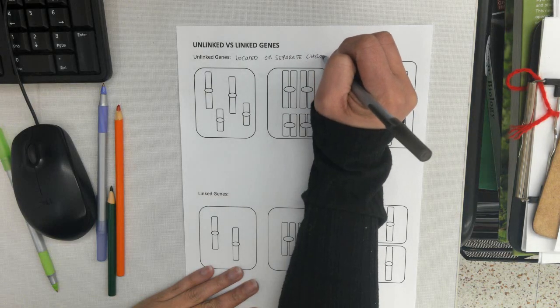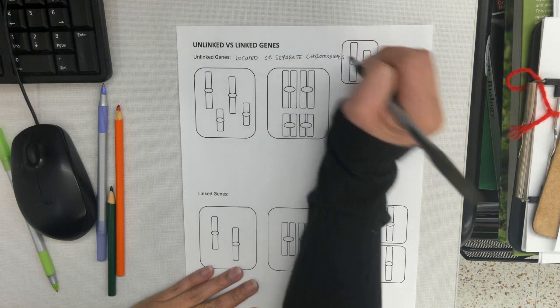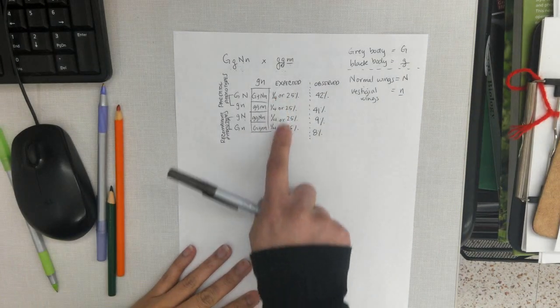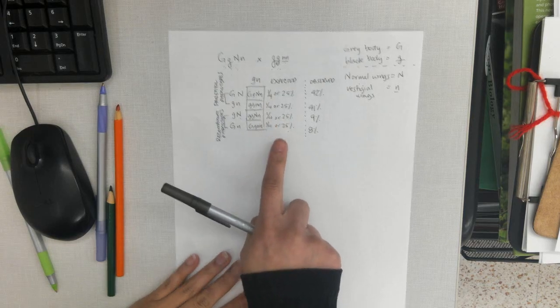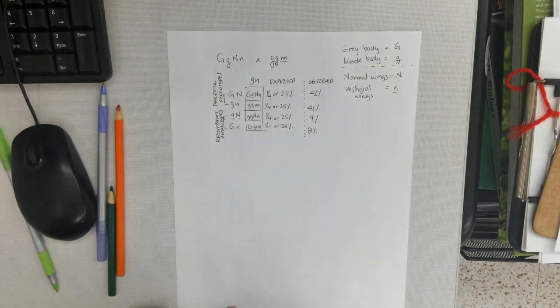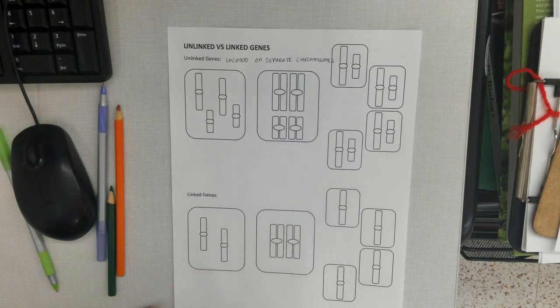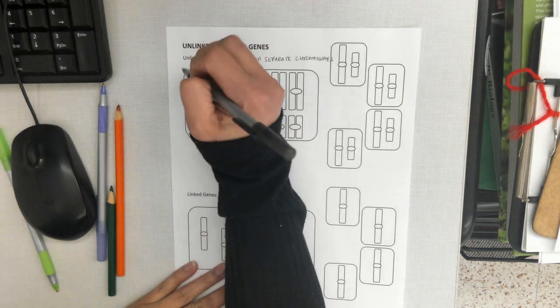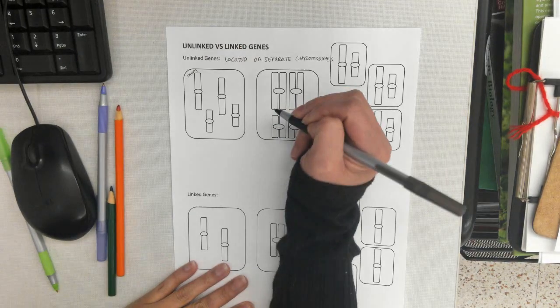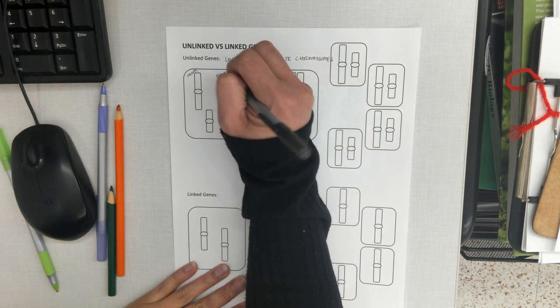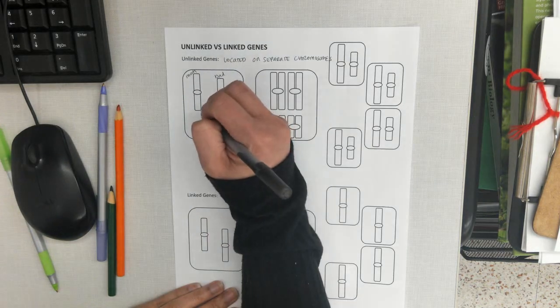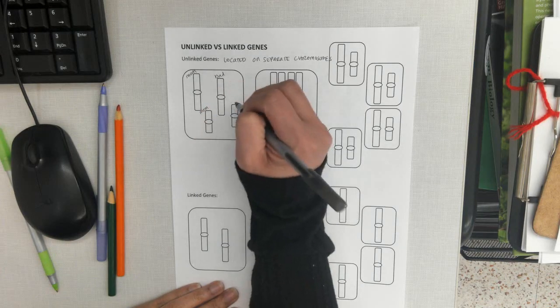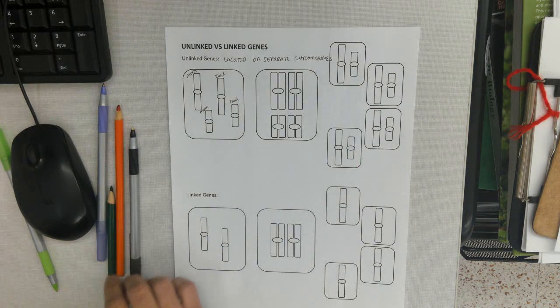Because they're unlinked, we can kind of prove here that if they're on different chromosomes, they can all have an equal opportunity of showing up in the offspring. So let's take a look. Let's pretend this is a cell in an organism. Remember, half of our chromosomes come from mom, half come from dad. Mom will give a big chromosome and a little one. Dad will give a big chromosome and a little one.